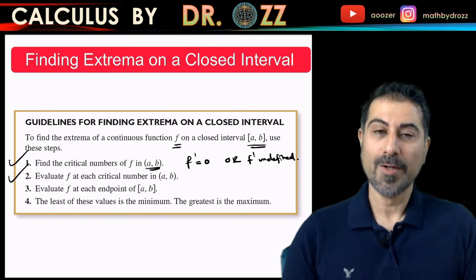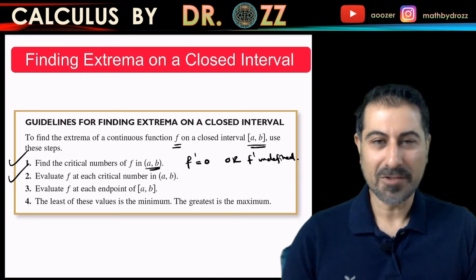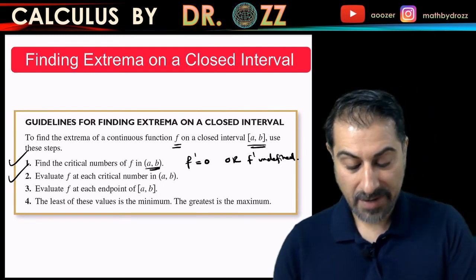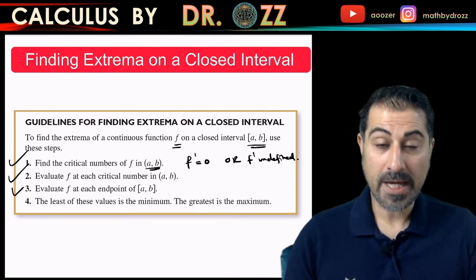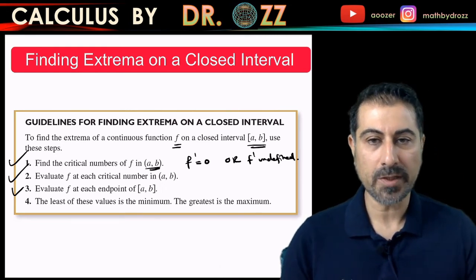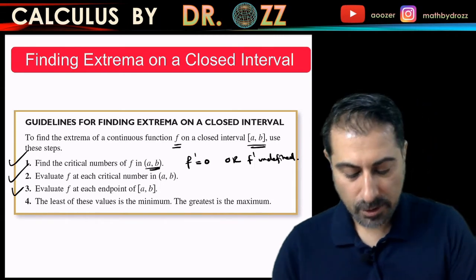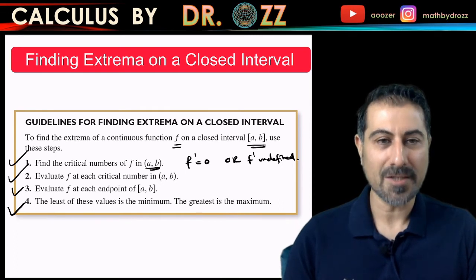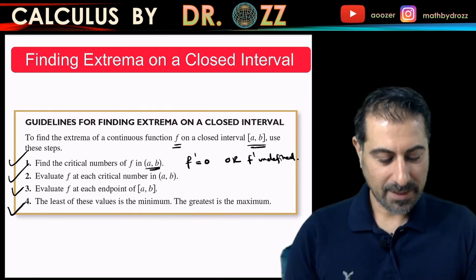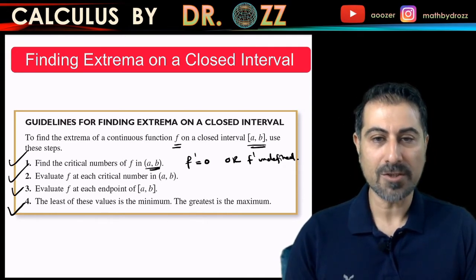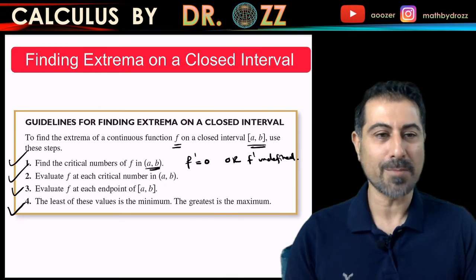And also, endpoints are crucial because we have a closed interval to work with, because f may achieve extreme values at the endpoints. So we're going to evaluate also at each endpoint, a and b. So we're going to have function evaluation at the critical numbers as well as the endpoints. And the least of these values is the minimum, and the greatest is the maximum. So again, everything boils down to finding the critical numbers of the function, and then the rest is function evaluation and picking the least and the greatest numbers.